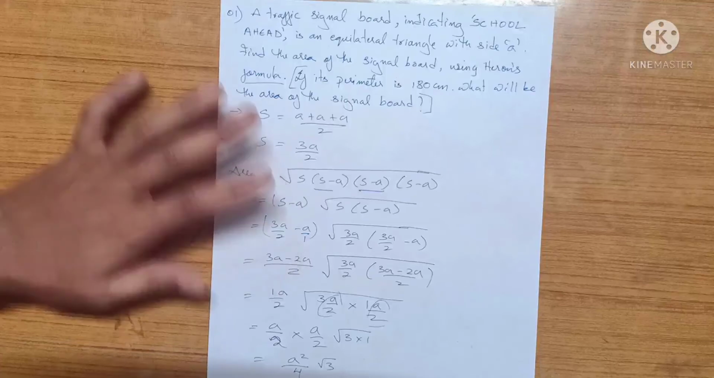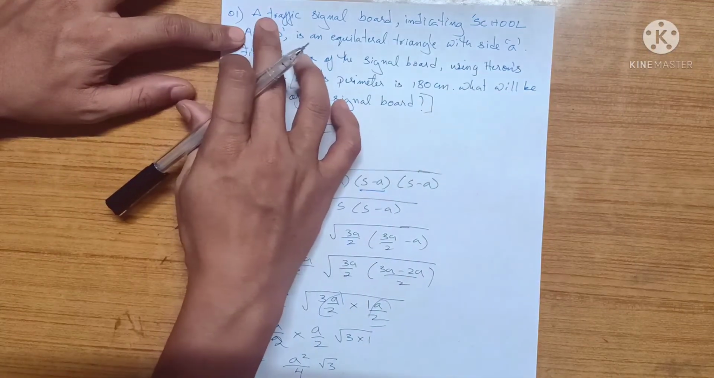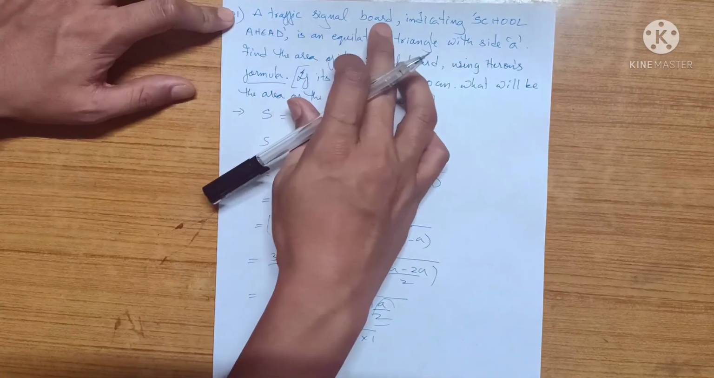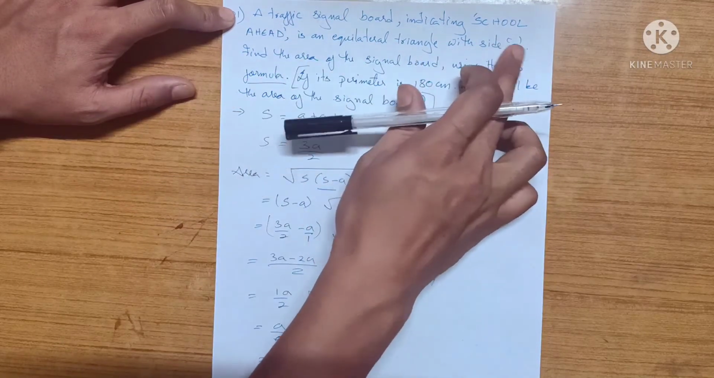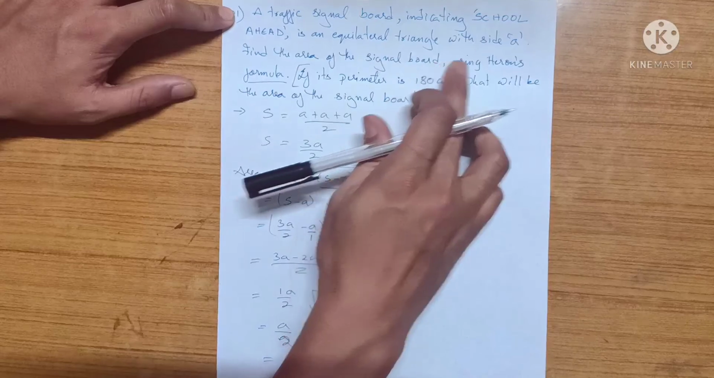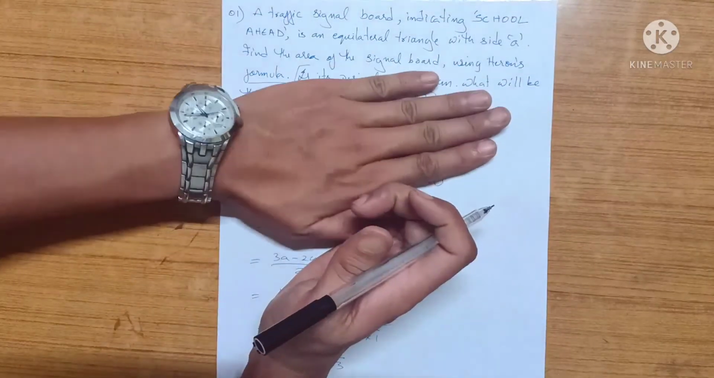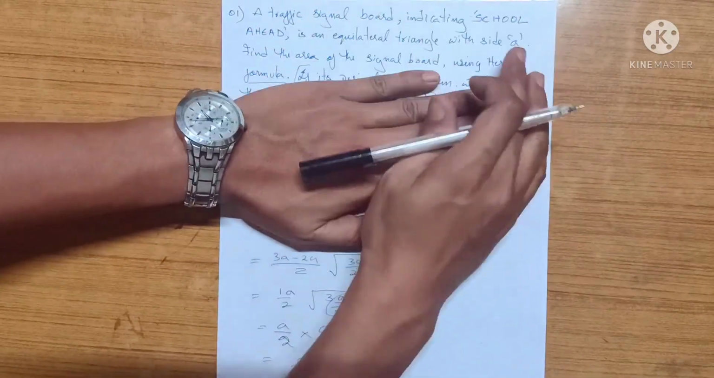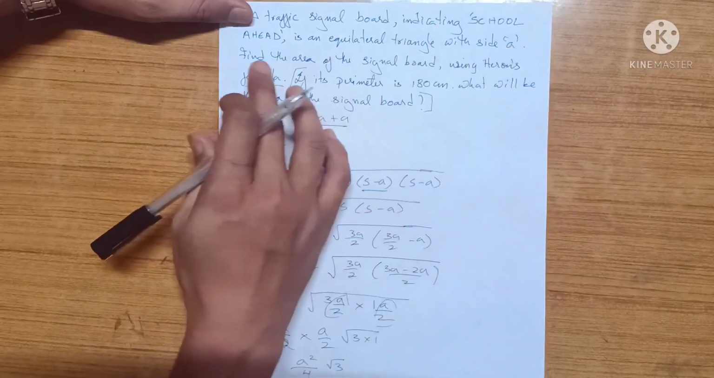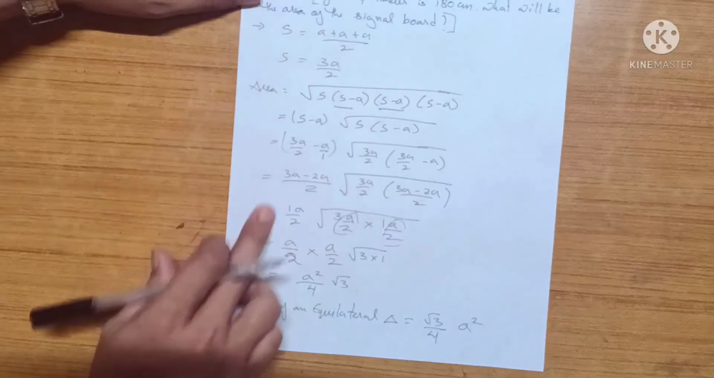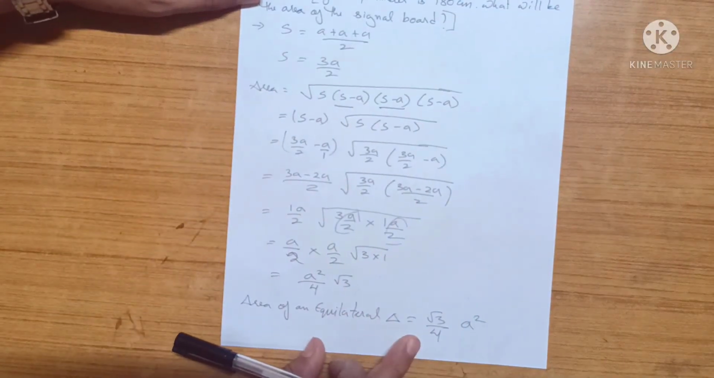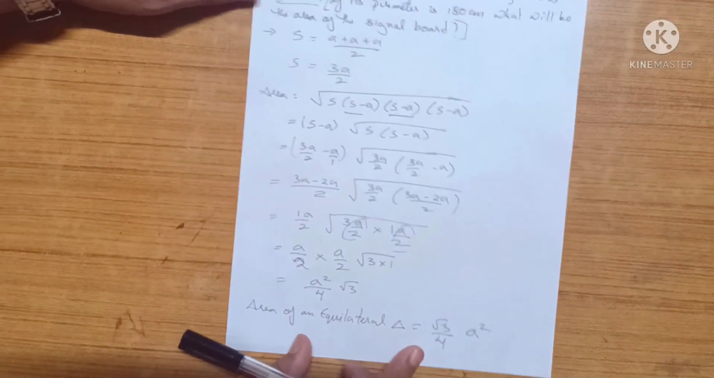Let's read the question once. A traffic signal board indicating school ahead is an equilateral triangle with side a. Find the area of the signal board using Heron's formula. So that is the first part of the question. So with the side a, we found the area of the triangle, which is this.